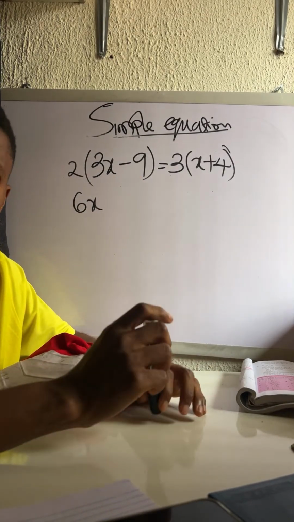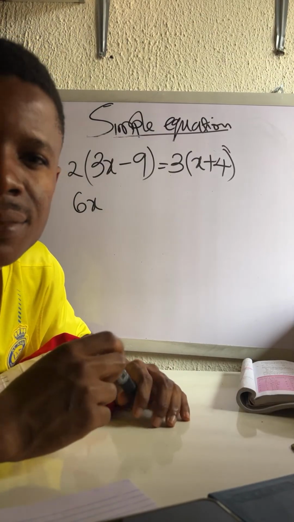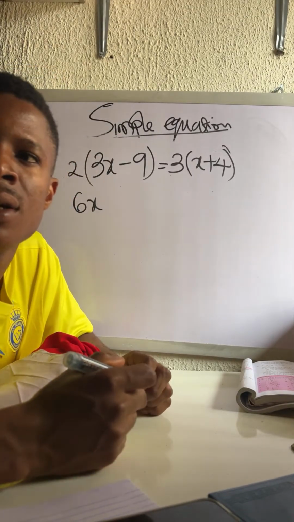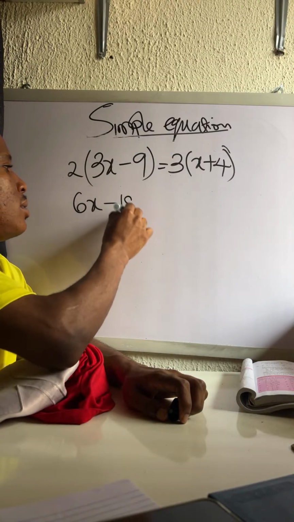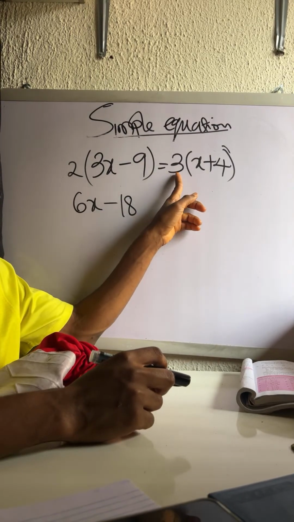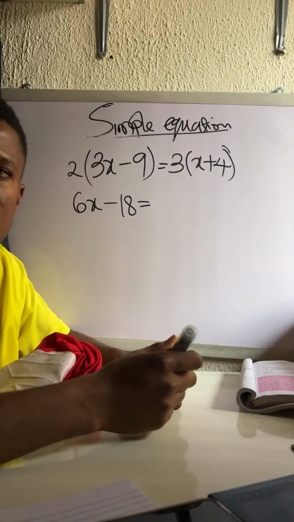What is 2 times minus 9? 2 times minus 9 is minus 18. Good, we are done with this. Then the next one is 3 times x. So equal to, what is 3 times x?